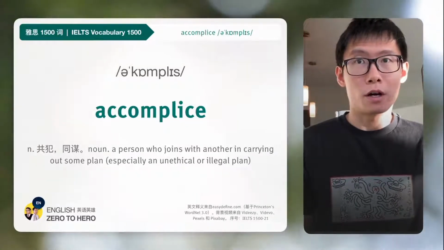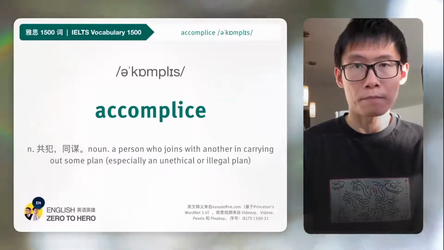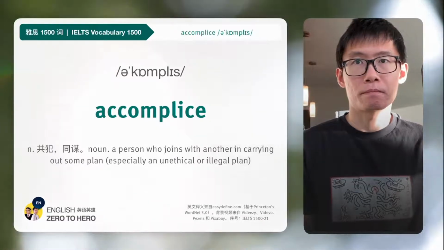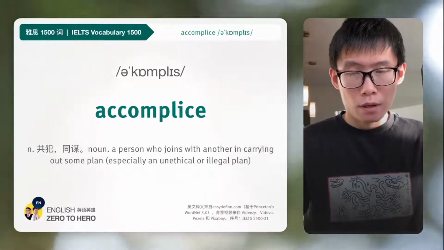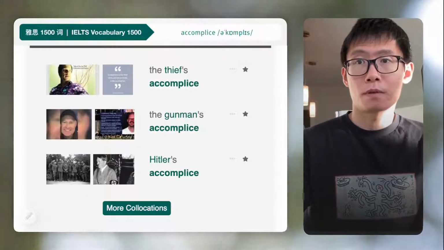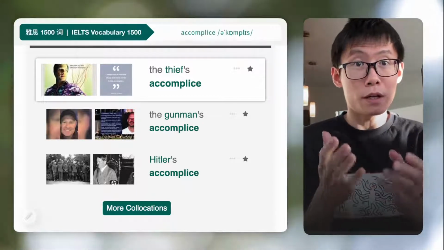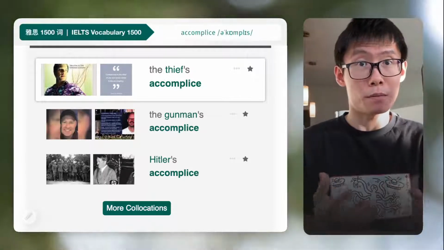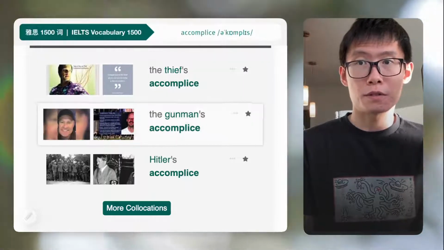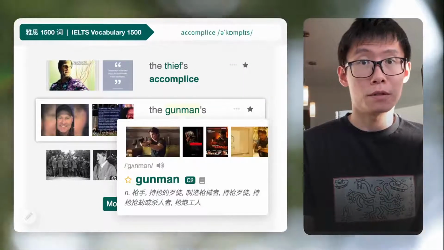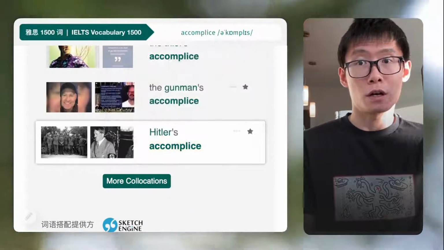And let's start with accomplice. This is the 21st word, the word number 21. All right, let's start. The next word is accomplice. Let's see what accomplice is. That's a thief's accomplice. If you're committing the same crime as somebody else at the same time, you are the accomplice in crime. The thief's accomplice, the gunman's accomplice, Hitler's accomplice 就是希特勒的从犯 Hitler's accomplice.